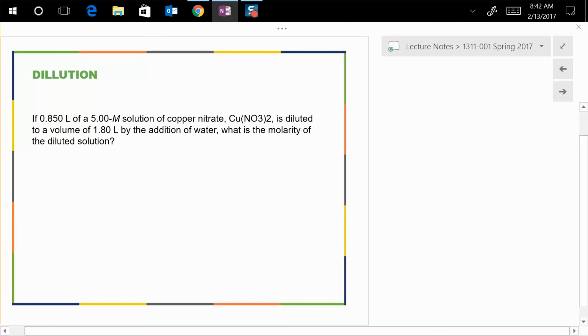Okay, so if 0.850 liters of a 5 molar solution of copper nitrate is diluted to a volume of 1.8 liters by the addition of water, what is the molarity of the diluted solution? I'll write down the equation for you. M1V1 equals M2V2. First thing you need to do is decide, what am I solving for in this equation? Isolate that variable and then put your numbers in.